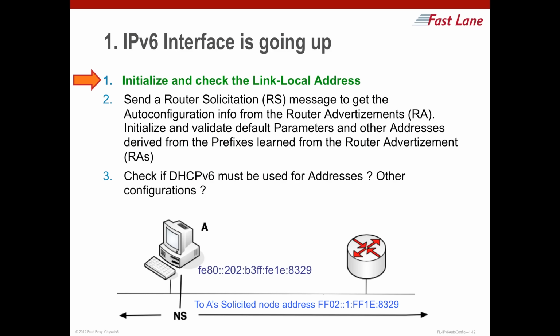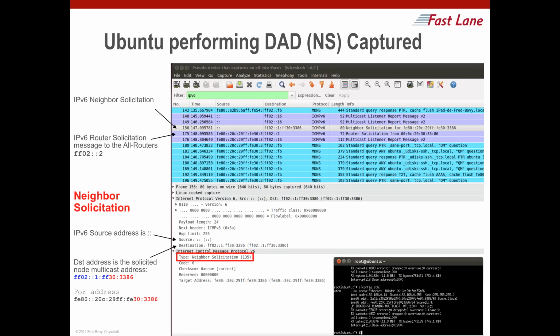So that's the very first step. Check that we can have a link-local address and verify this address is unique. So this is a capture of the process, so you can see the neighbor solicitation packet. The interface does not have a source address yet, so the source address is not set at all, and we have no neighbor advertisements received, so the address is unique.